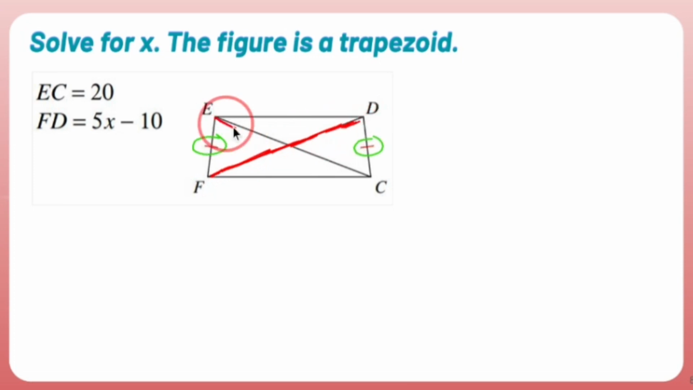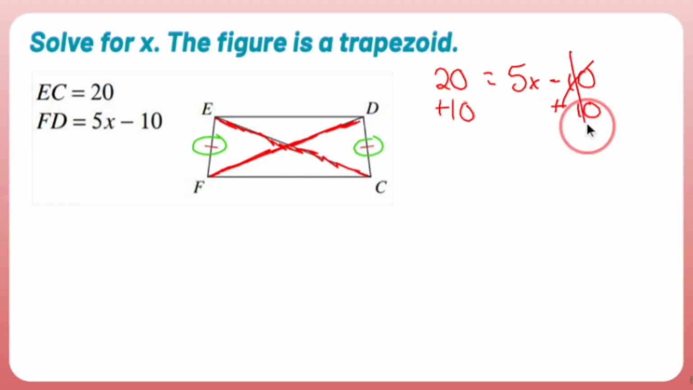If these weren't isosceles trapezoids, they wouldn't be congruent. But in this case, these two, EC and FD, are congruent. So since it gives us EC and FD, I could set those guys equal to each other. So EC is 20, FD is 5x minus 10, and I have a regular two-step equation. Okay, 5x minus 10, let's add 10 to both sides, cross you out.